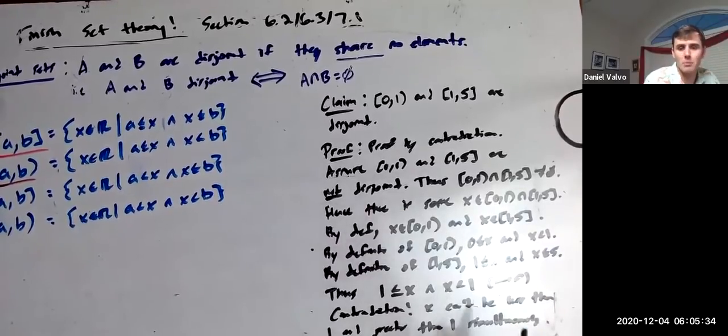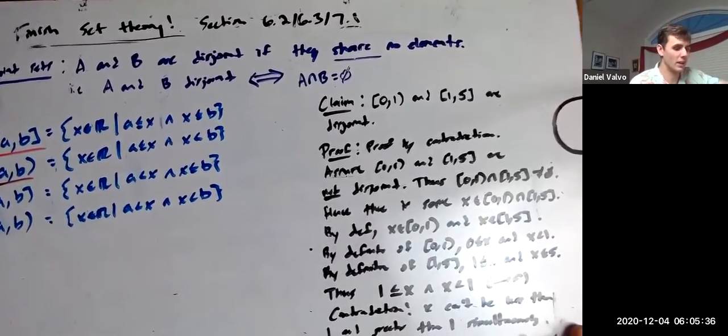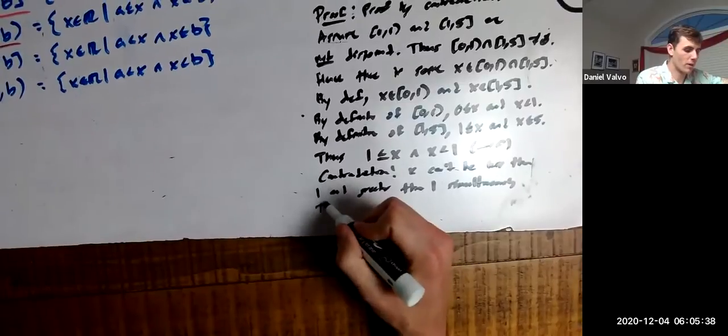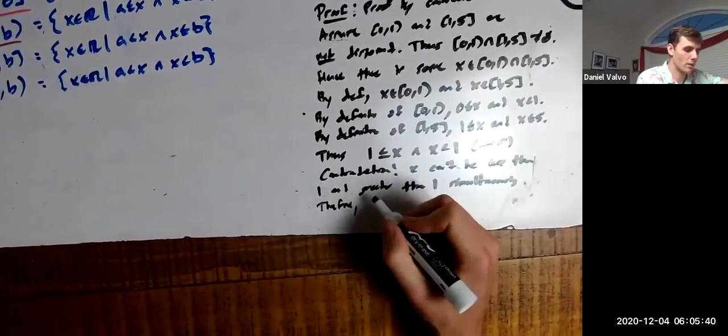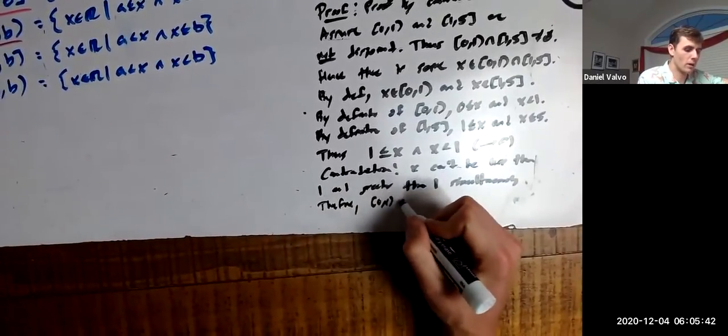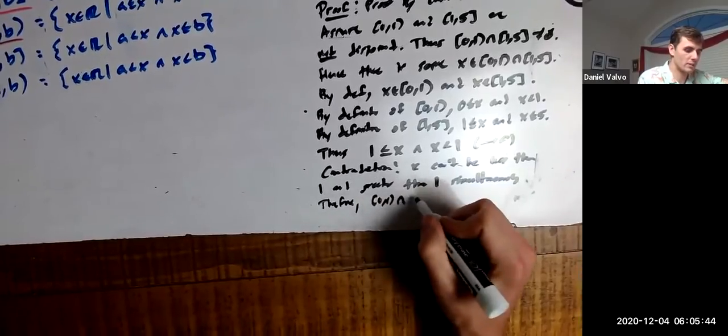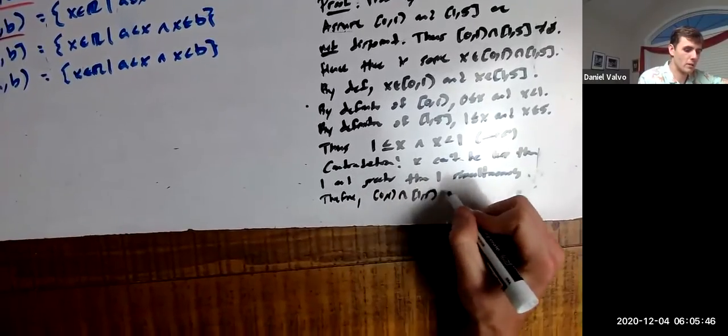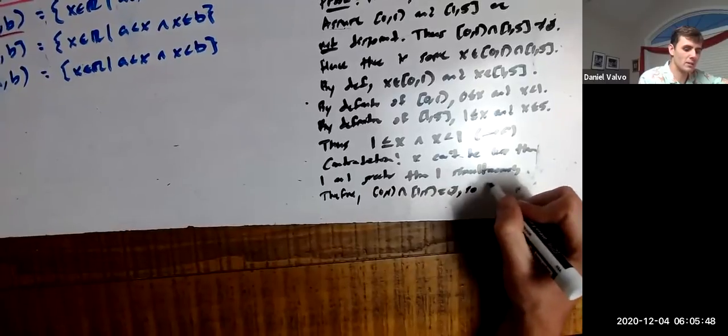So therefore, the assumption's wrong and the negation's true. Therefore, the intersection of [0, 1) and [1, 5] must be empty, so they are disjoint.